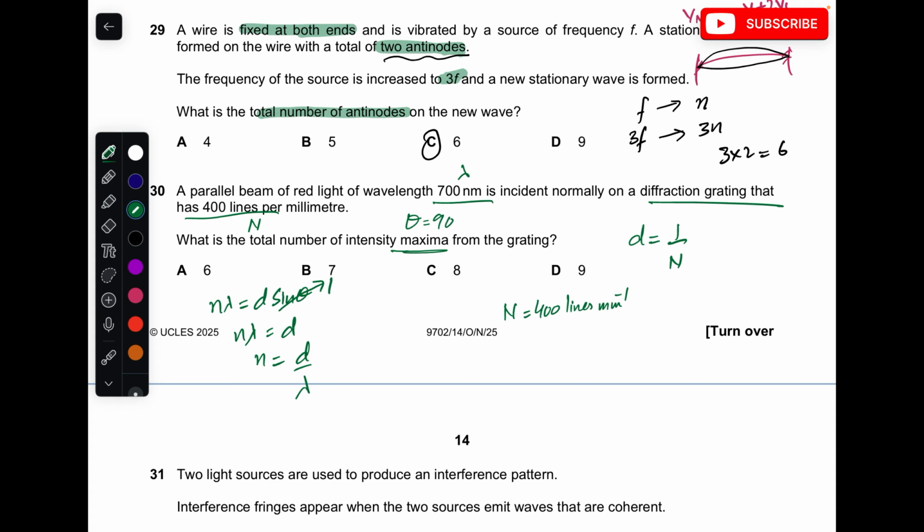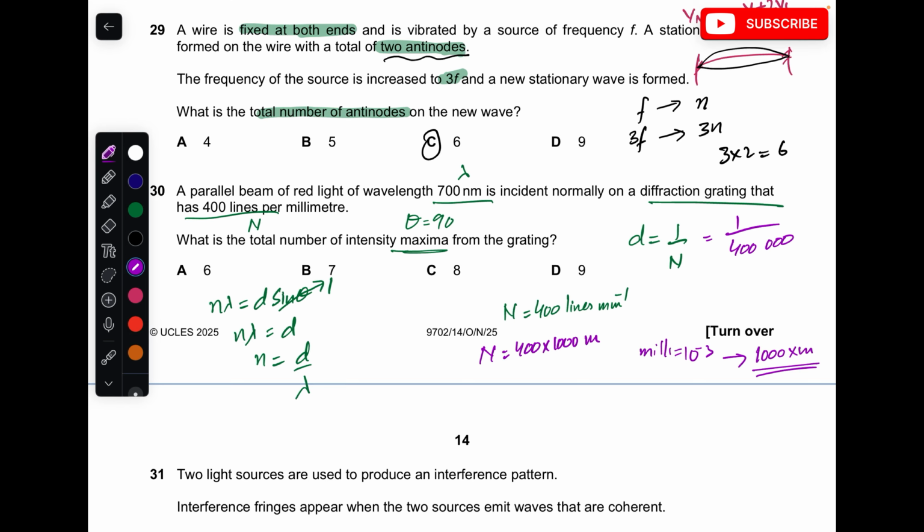Okay, if there are 400 lines per millimeter, then, since milli is 10 to the power minus 3, to convert into meters you have to multiply by 1000. So if there are 400 lines in 1 millimeter, then there will be 400,000 lines in 1 meter. Simply, so d will be 1 over 400,000.